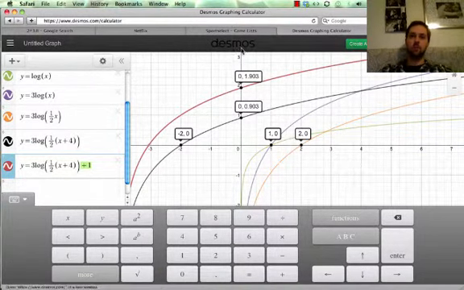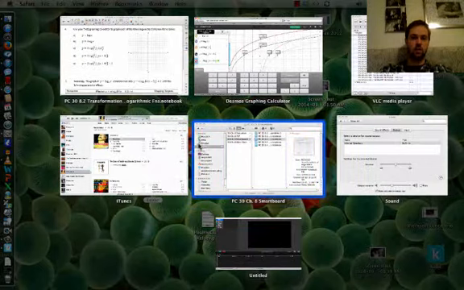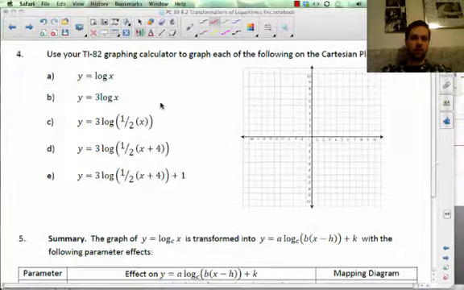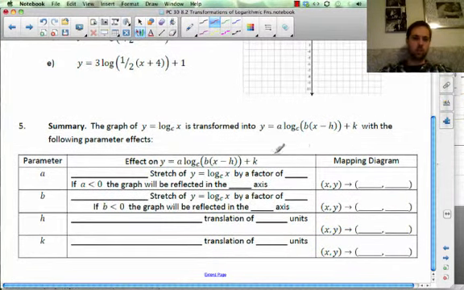So again, the a, b, h, and k, these are nothing new. They have the same effect on the logarithmic graphs as they've had on all the other graphs we've looked at so far this year pretty much. So here we go. Summary.